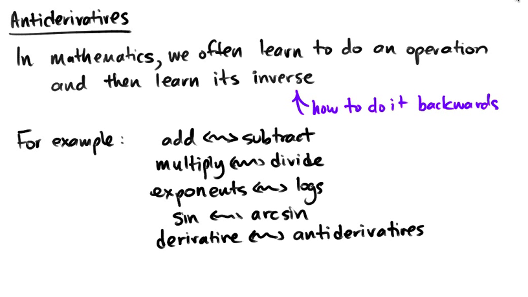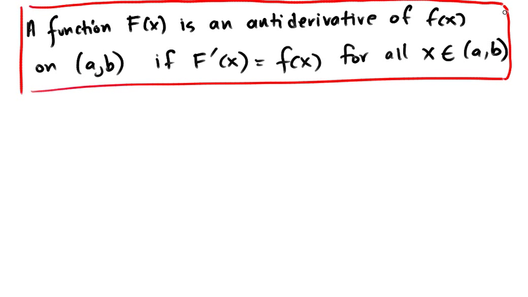So let's take a look at what an antiderivative is. Basically, capital F of x is an antiderivative of small f of x on the interval AB if you could take the capital F of x function's derivative and end up with the original function. So the opposite of taking derivatives is an antiderivative. And this process of finding an antiderivative is called integration.